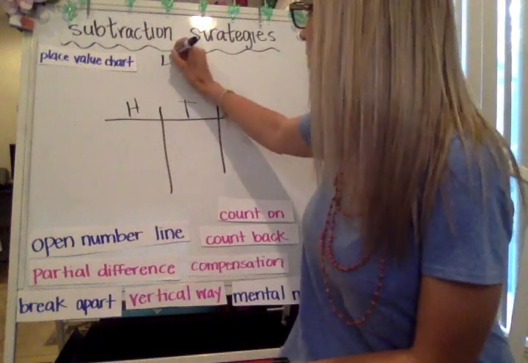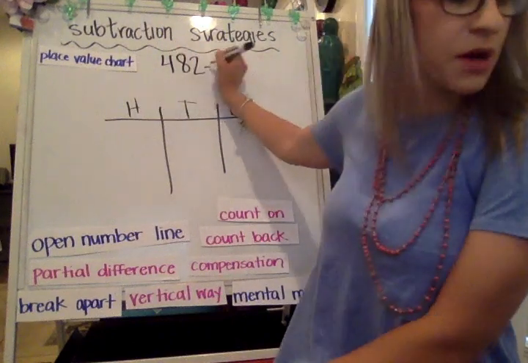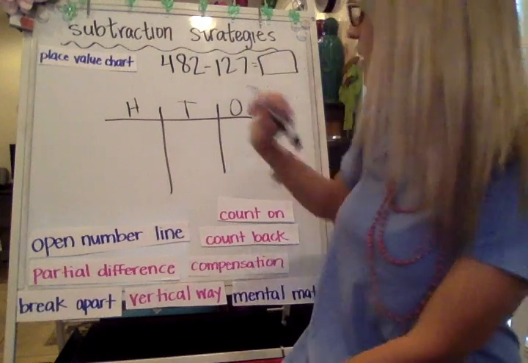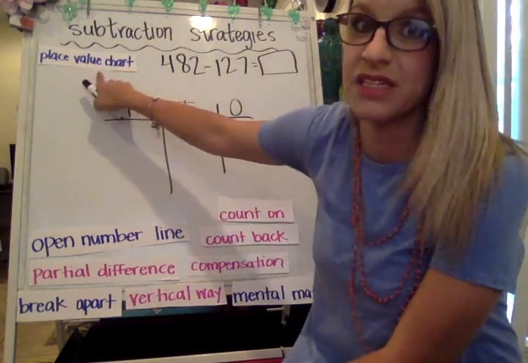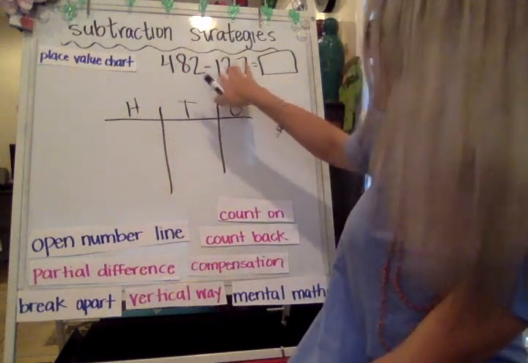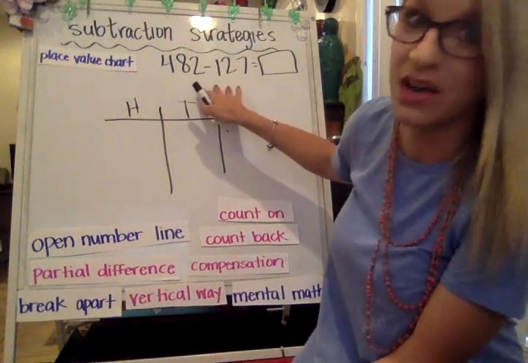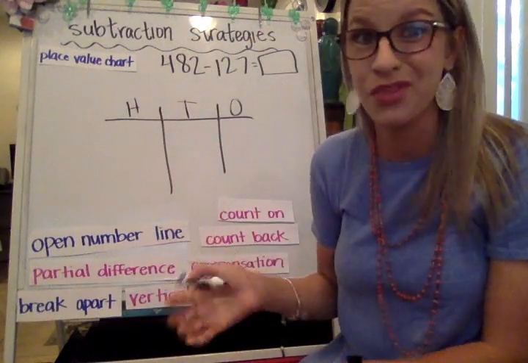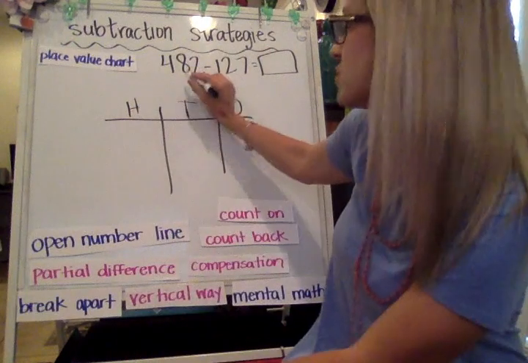We're going to do this one, 482 minus 127. So my first step when using the place value chart is to start with this big number, the 482, and I'm going to be marking off, taking away 127 off of the place value chart. So I'm not going to put both of those numbers on there. I'm only putting this really big one.